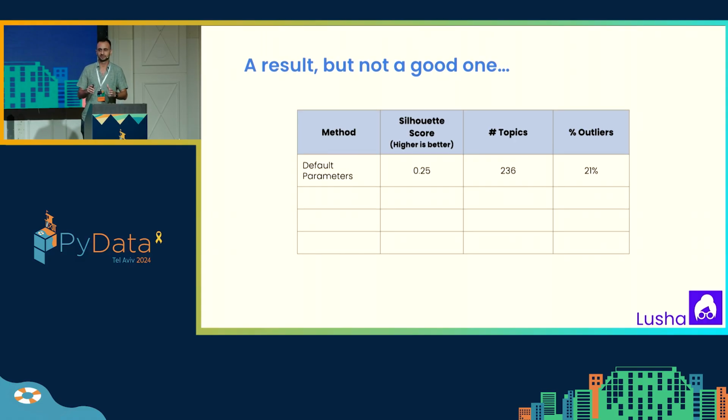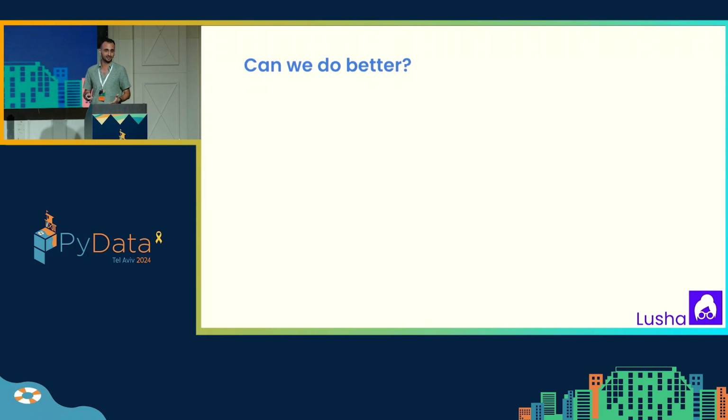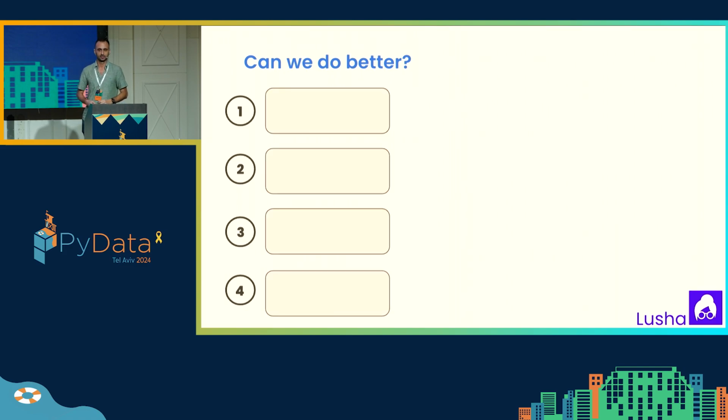Again, in some datasets, that might be okay. Maybe it just has a lot of noise, but here it should be 0. So, can we do better? In order to do better, we need to understand how BERTopic works under the hood. BERTopic works through a process of four steps.